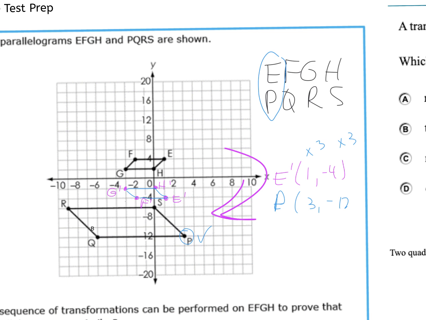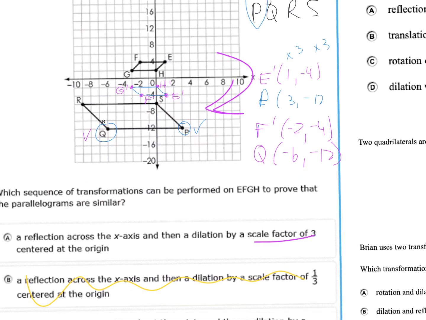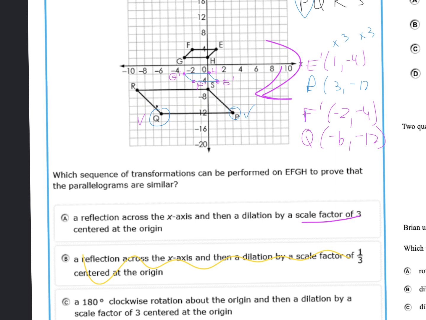And then if I do F, F turns into Q. Okay, so F prime that I did in purple there, F prime was negative 2, negative 4, and if I multiply those by 3, I get negative 6, negative 12. So Q is at negative 6, negative 12. So if I keep checking the ordered pairs, I reflect it, and then a scale factor of 3. So this one is going to be A.